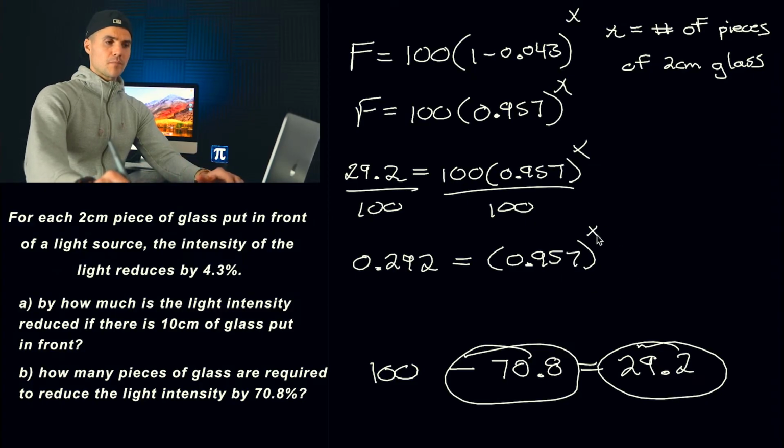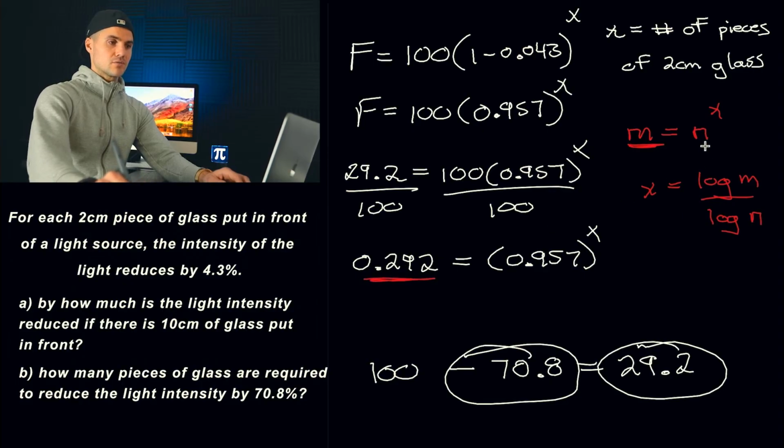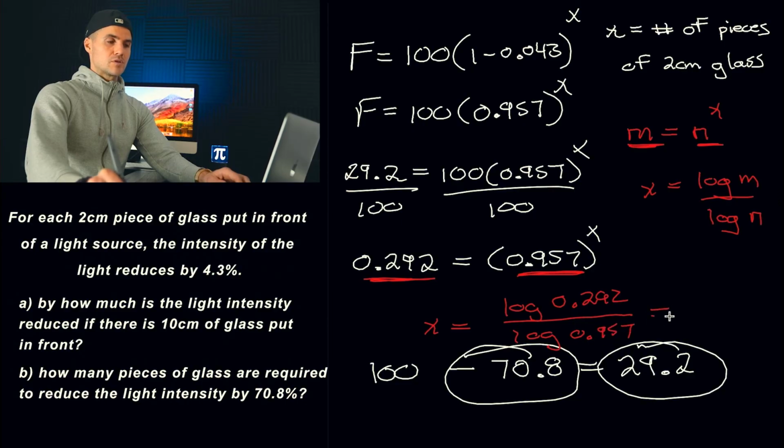Now, if you remember, I've mentioned this a bunch of times. If you want to solve for an X variable in an equation like this, so if we have M equals N to the power of X, and we want to isolate this X, what we would do is take the log of M and divide it by the log of whatever the base is. So in this case, the M is 0.292, and the N is 0.957. So X would be log of 0.292 divided by log of 0.957. And when you do that in your calculator, you would get 28.